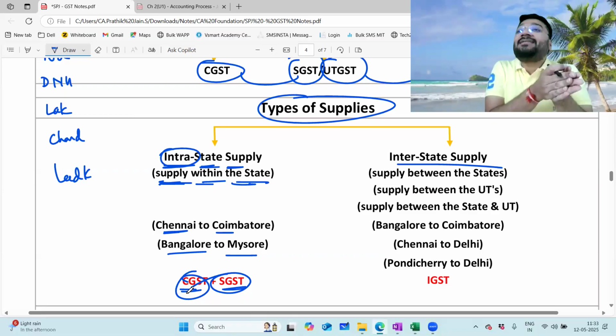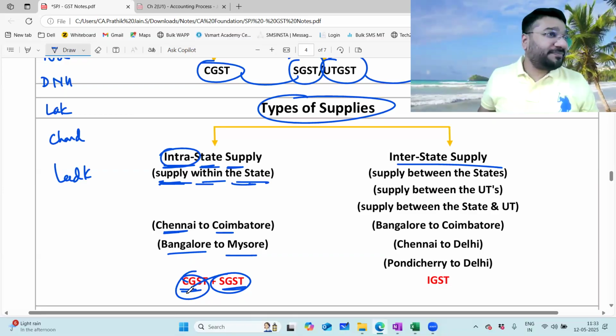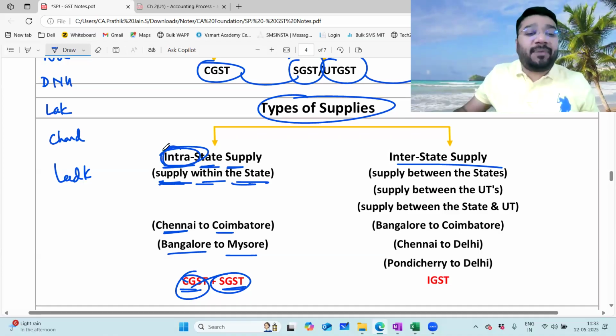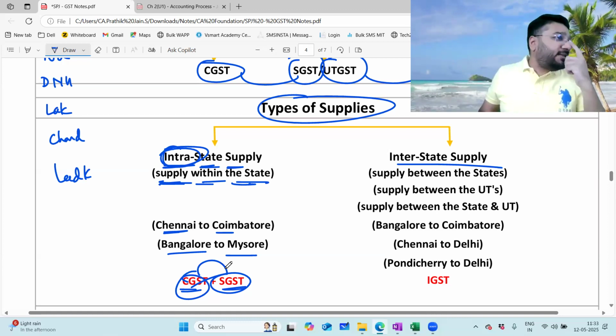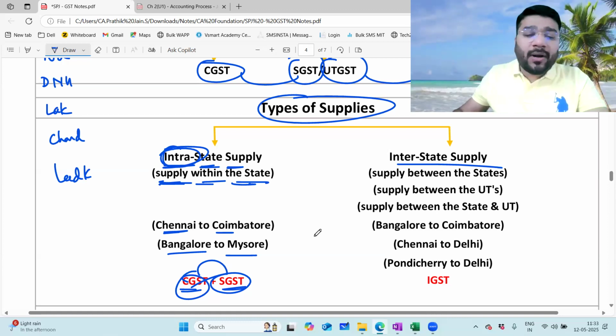Half to whom? Central government. Half to whom? State government. So, in case of intrastate supply, 2 taxes come into the picture. One is CGST and one is SGST. Any problem in this? Online people, any problem in this?